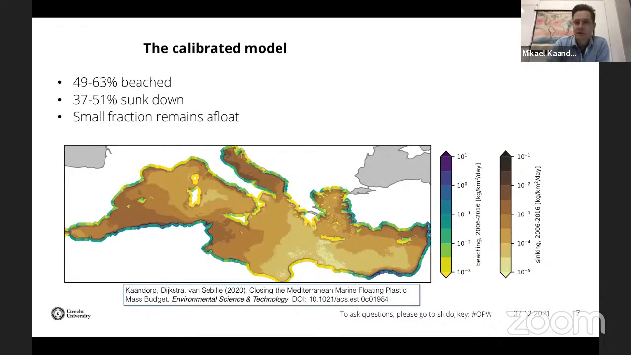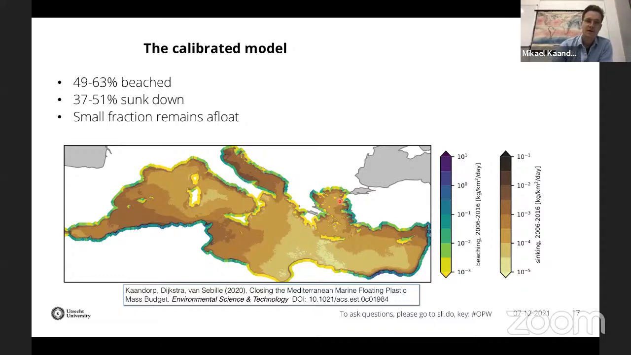And then after calibrating it, we can look to see what happens with all the plastic that enters the oceans. So what we think, based on this calibrated model, is that about 50% of the particles will end up on the beaches, and about 50% of these particles will start sinking down. So that means a really small fraction actually remains afloat.